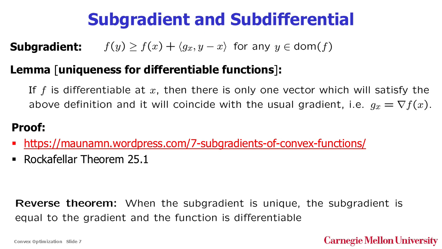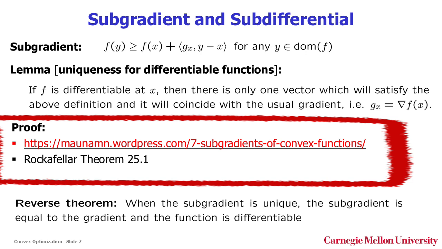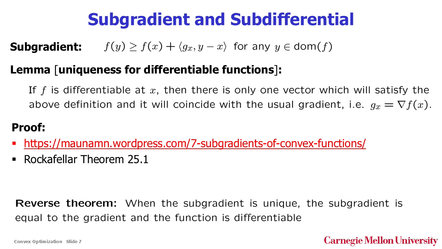The next important lemma I want to mention is about the uniqueness of the subgradient. This lemma claims that if function f is differentiable at x, then the subgradient is unique. In other words, the subdifferential set contains only one vector, and that vector is the same as the gradient at that location x. We are not going to prove this either, but I'm listing here some pointers where you can find the proofs of these lemmas. Please note that the reverse of this lemma is also true. When the subgradient is unique, then the function is differentiable and the subgradient is the same as the gradient.